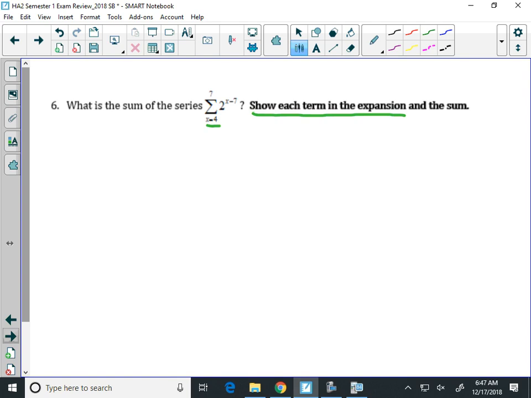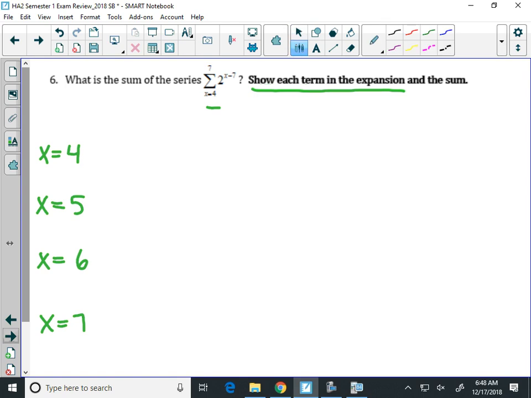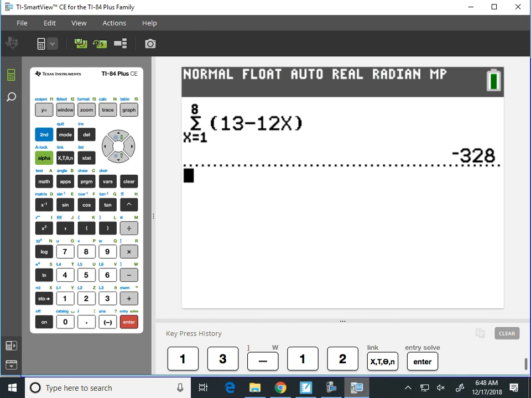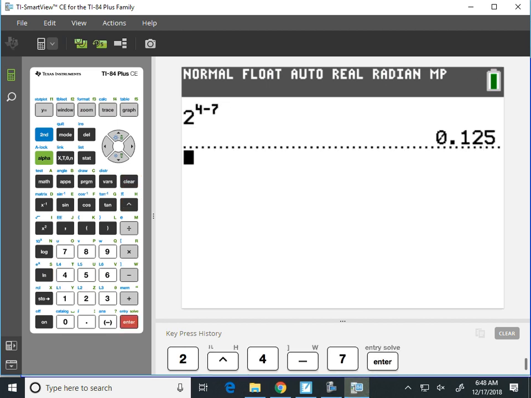If we start adding from term 4 to term 7, you need to find what is the value of each term in this sequence here. 4, 5, 6, and 7. So to do that, you're going to put 4 in for x, then 5, 6, and 7, and evaluate. So you're going to have 2 to the 4 minus 7 power. So I can type that. Just like that, you don't even have to simplify it into your calculator, and you'll get 0.125.